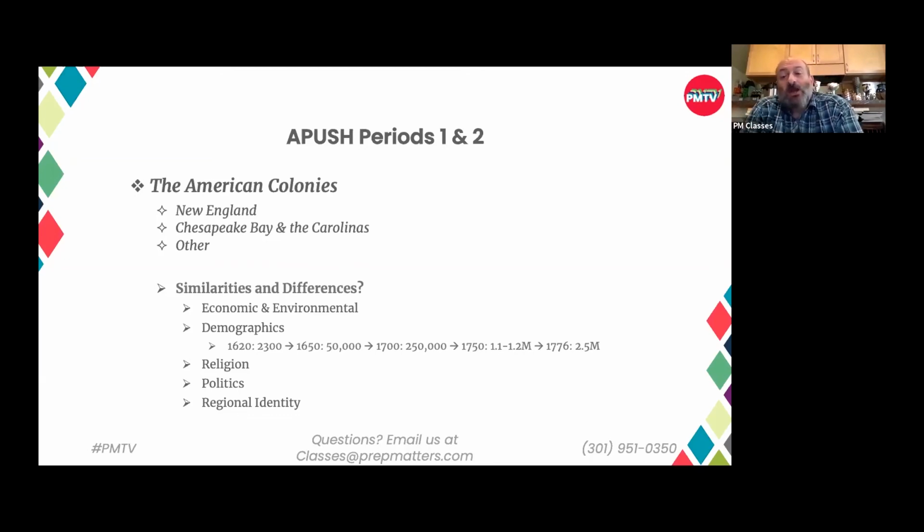You'll note this bullet point here about the population. I bring it up because I want to emphasize the fact that we don't treat colonial America as static. In 1620, we're talking about 2,300 people. That may be the size of some of your schools. It's pretty much all at this point in either Virginia or the Plymouth colony in Massachusetts. By 1650, there's 50,000 colonists in the 13 colonies. 50 years later, that grows 5 times over to 250,000. By 1750, we're at 1.1, 1.2 million people.